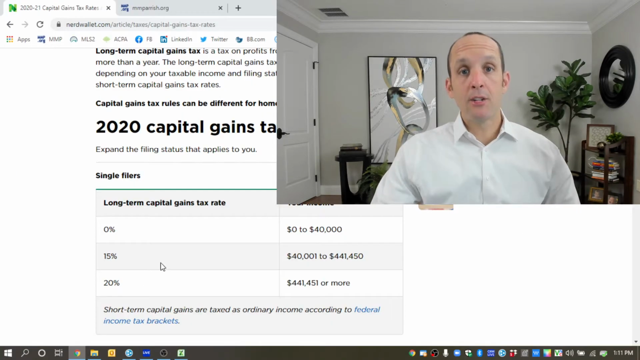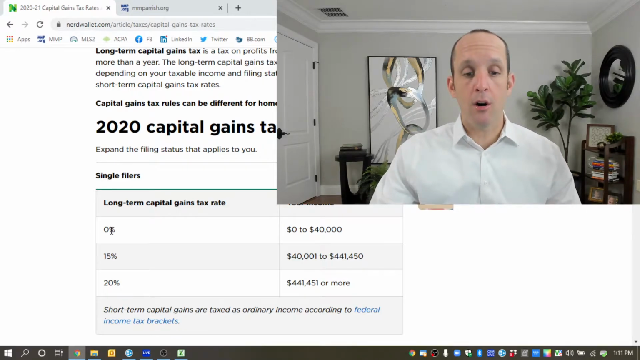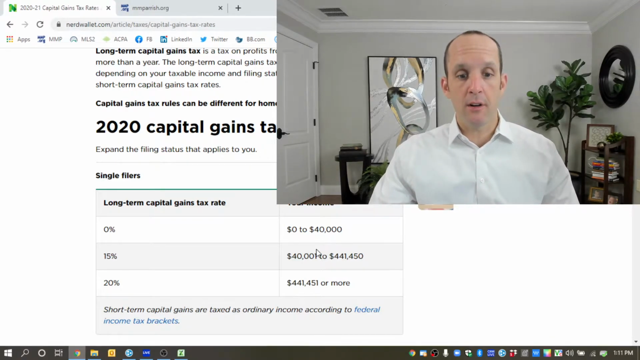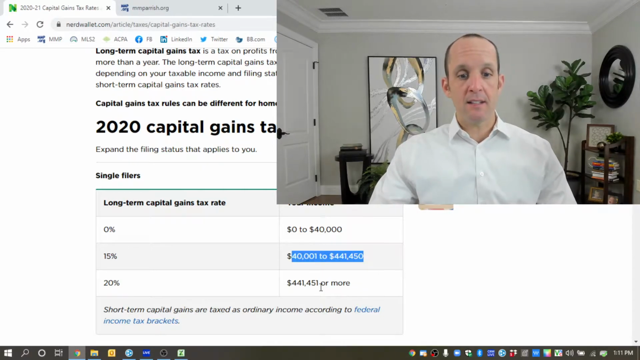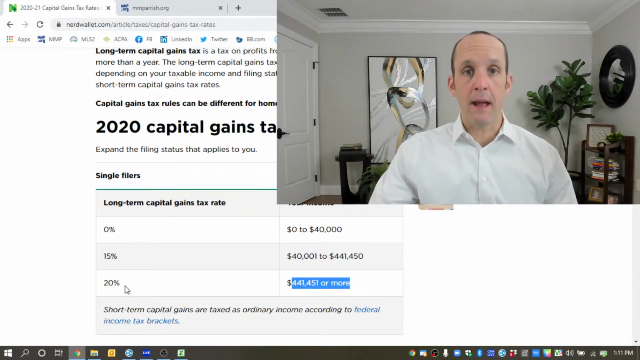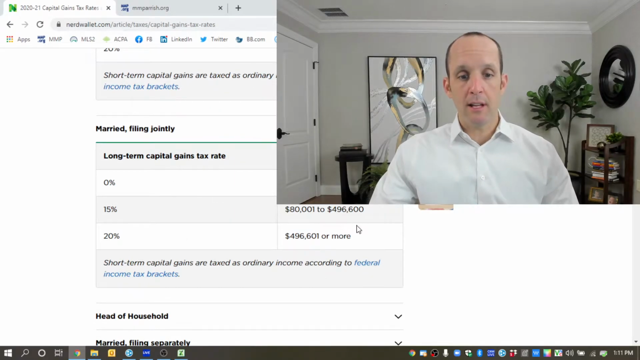Let me show you. In 2020, here are the single filers. You paid no capital gains taxes long term if it's under $40,000 a year income. Here's 15%, and if you make over $440,000, you're paying 20%. Married, filed jointly, here's those.